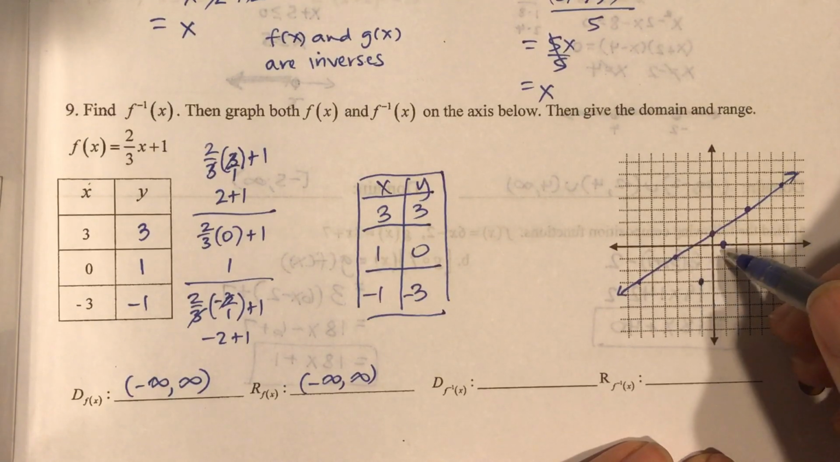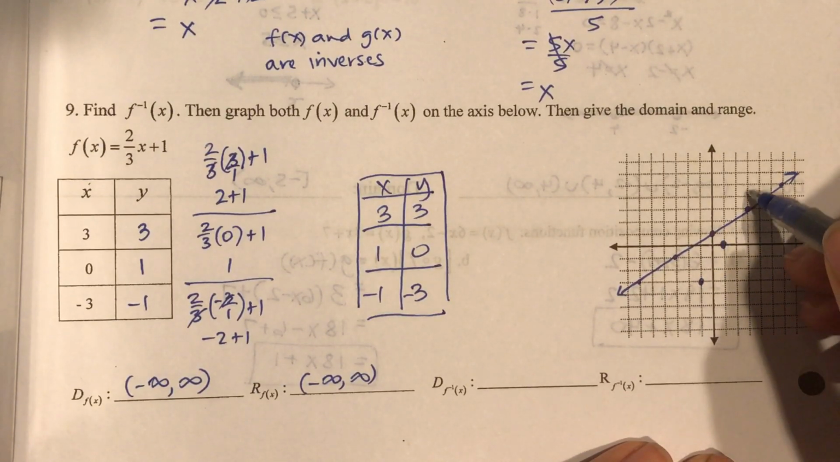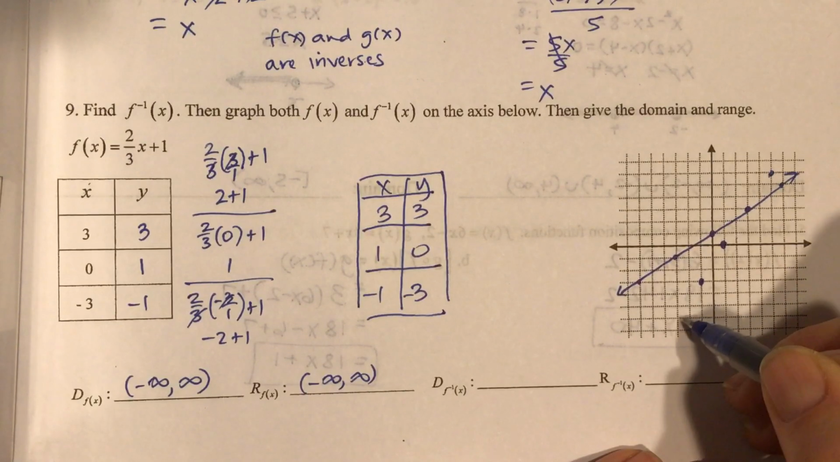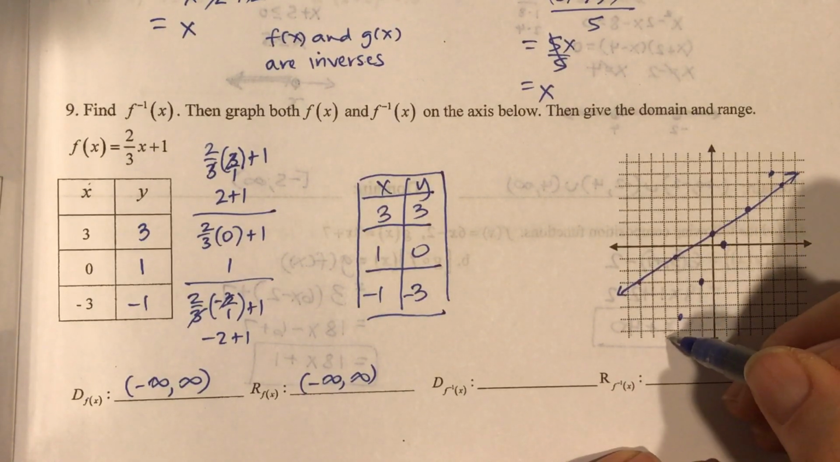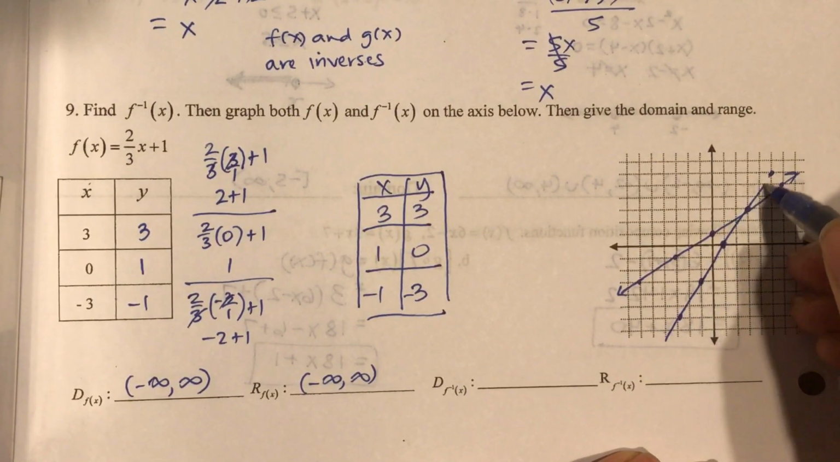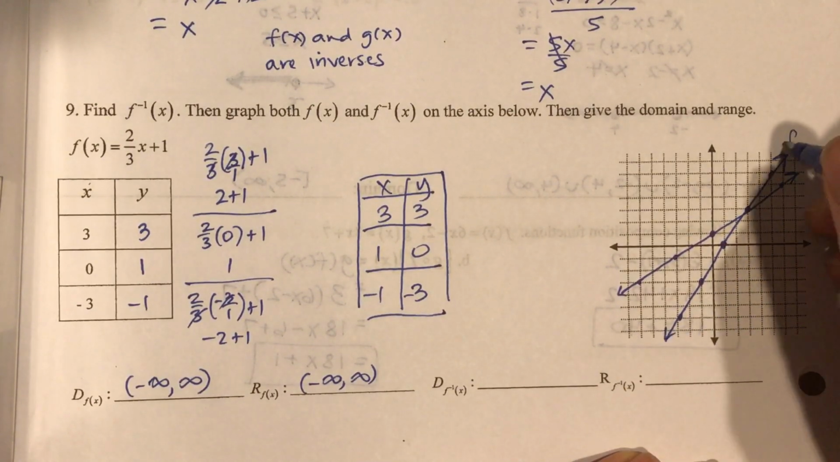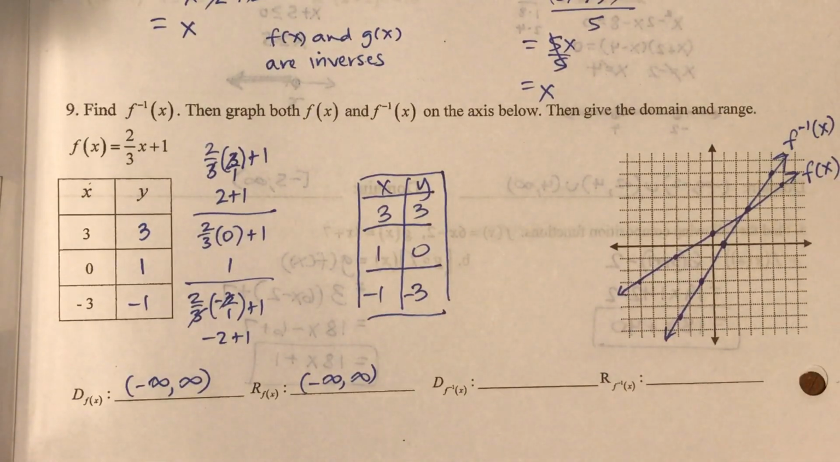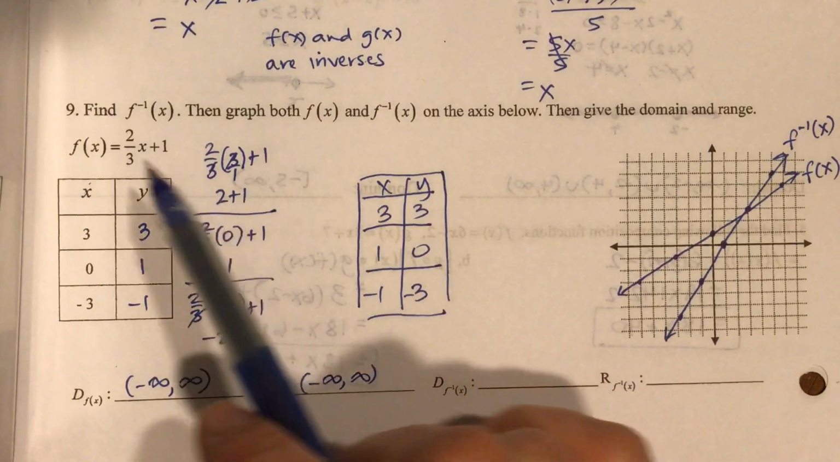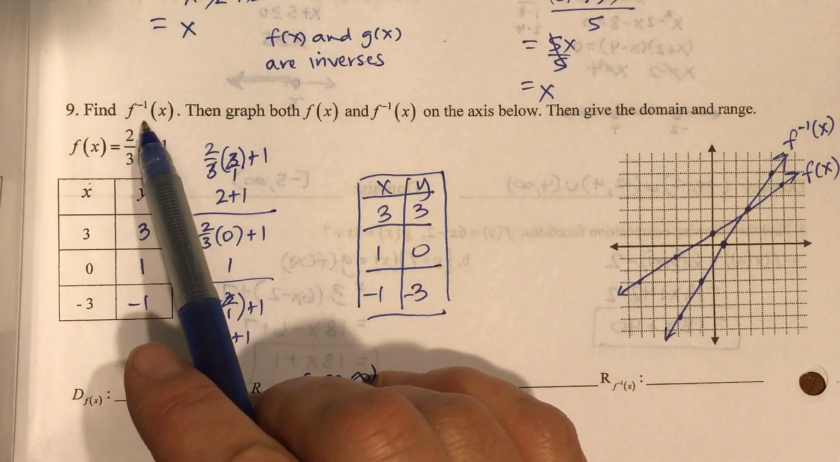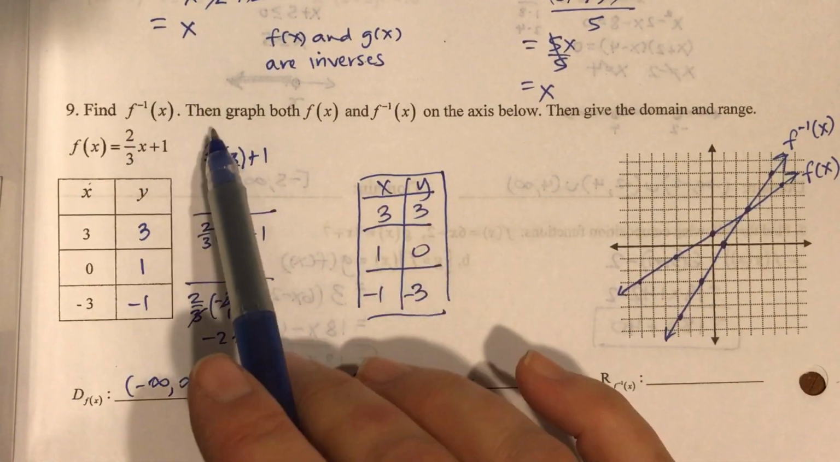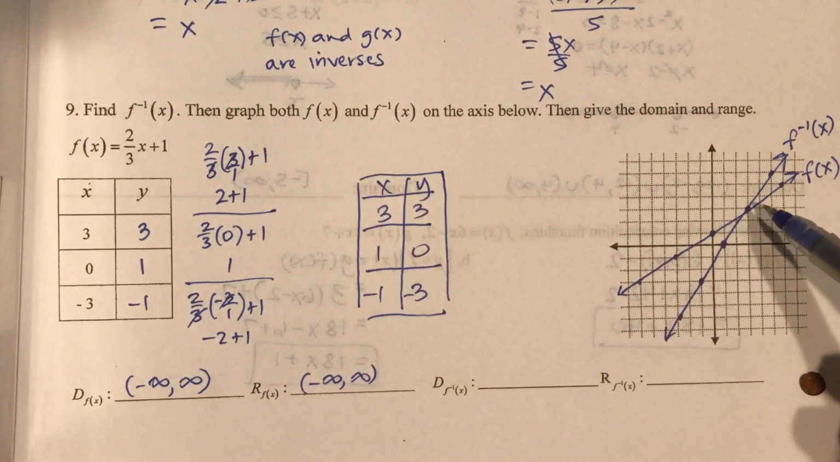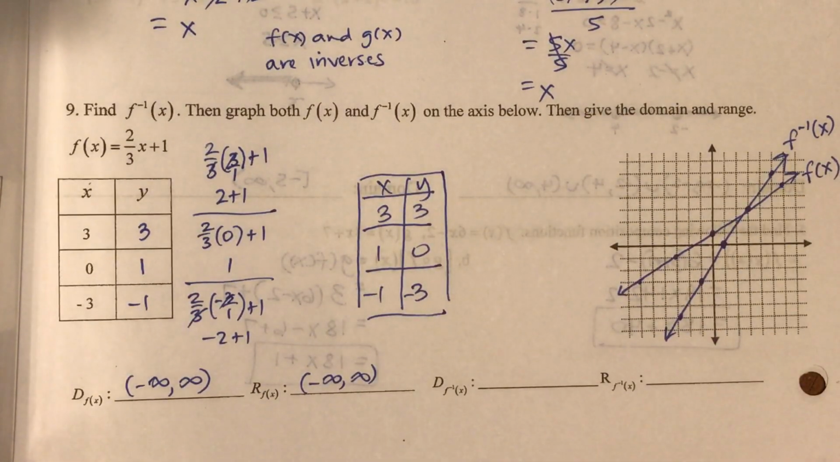So it looks like our slope is up 3 over 2, up 3 over 2, so I'm going to continue that on just to make my line feel a little bit better. Okay, so this is f inverse of x. I'm labeling it because otherwise it would be hard to know which one is which, and I want you to label it so I can tell that you know which one is which. It does not say that I have to do it algebraically, so this is good enough. Then graph both f of x and f inverse of x, which I did right there, and then give the domain and range.